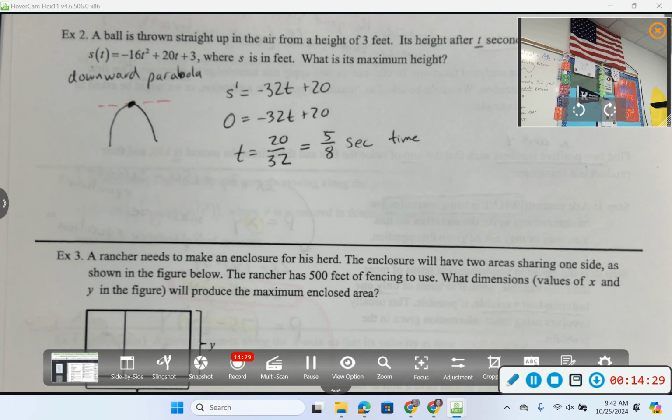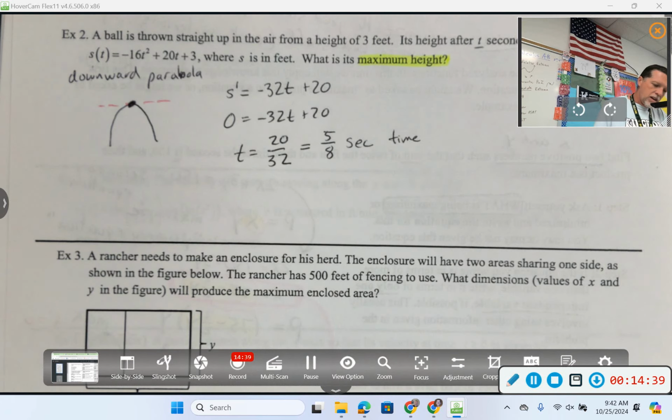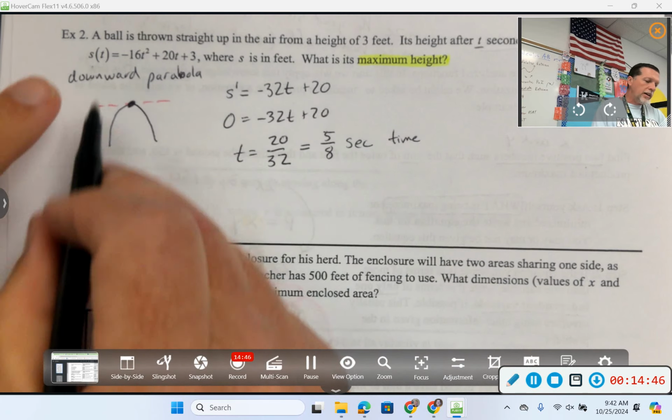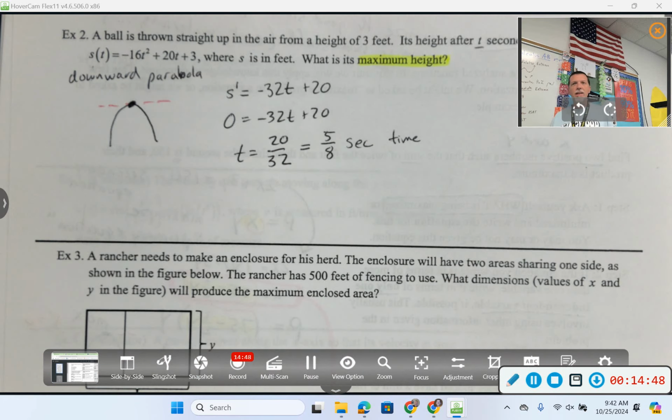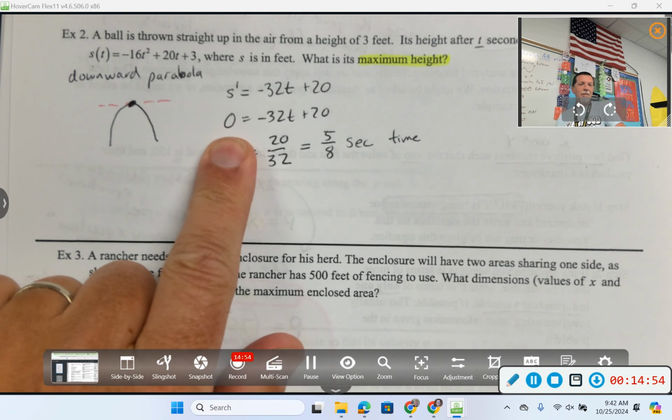Oh, no. It's negative 20 over negative 32. I guess you could say it that way. But the question is, what's the maximum height? So what do I need to do to find the maximum height? Plug it in. Into S or S prime? S. What will I get if I plug it into S prime? I would get 0.